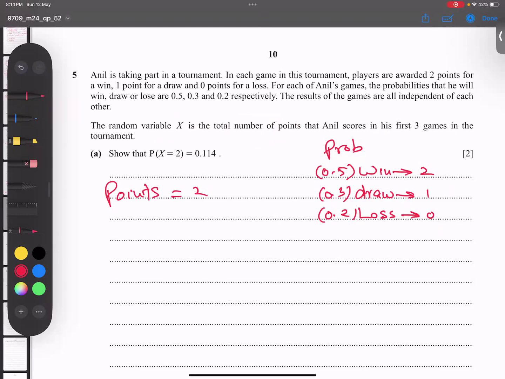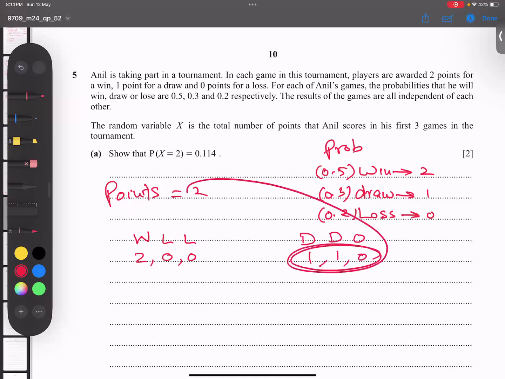We have a possibility to get 2 points if he wins 1 game and loses 2 games. So win, lose, and lose. If we add them all, 2 plus 0 plus 0, we get 2. That is one option. The second option is if he draws 2 games: draw, draw, and lose, so 1, 1, and 0. If you add them again, you get 2. And there is no other way to get 2.